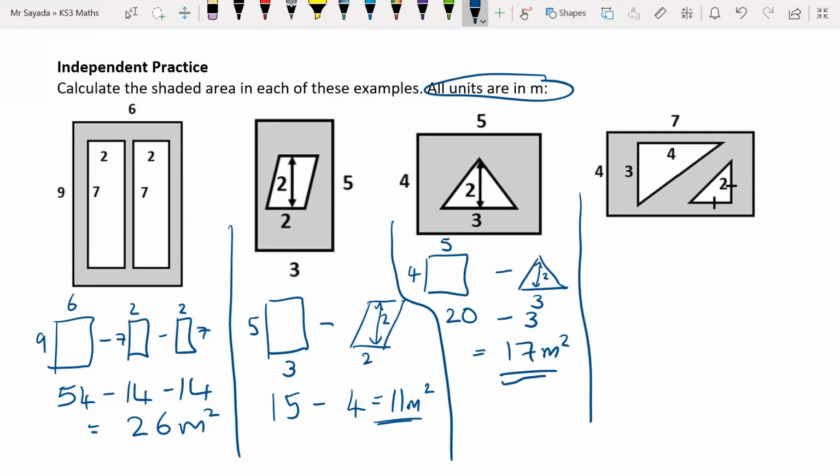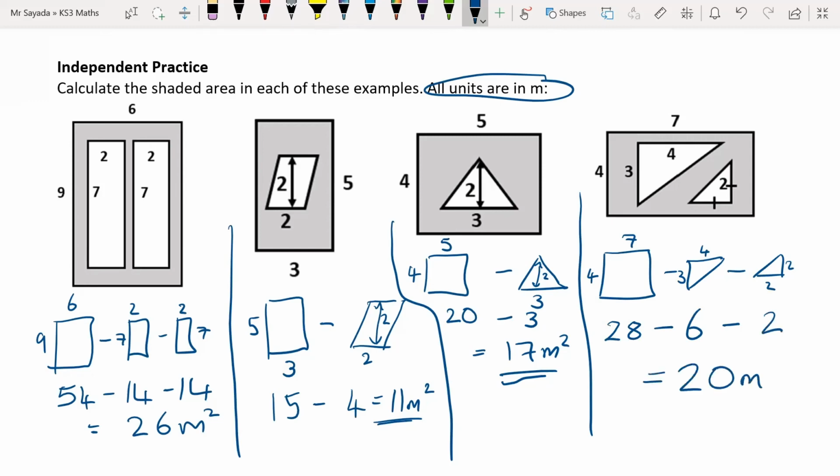And finally, we have the rectangle minus this triangle minus this triangle. The rectangle is a 4 by 7. The triangle is a 3 by 4. And this triangle is a 2 by 2. So the area of the big rectangle is 7 times 4, which is 28. The area of the bigger triangle, 3 times 4 is 12 divided by 2 is 6. And the area of the smaller triangle, 2 times 2 is 4 divided by 2 is 2. 28 minus 6 minus 2 leaves us with 20 meters squared.